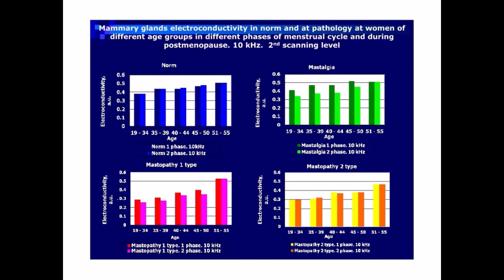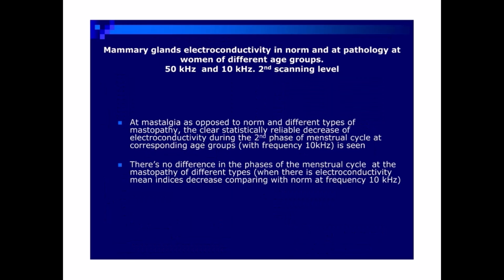Mammary glands electroconductivity in norm and at pathology at women of different age groups, in different phases of the menstrual cycle, and during post-menopause. 10 kHz. Second scanning level. Mammary glands electroconductivity in norm and at pathology at women of different age groups. 50 kHz and 10 kHz.